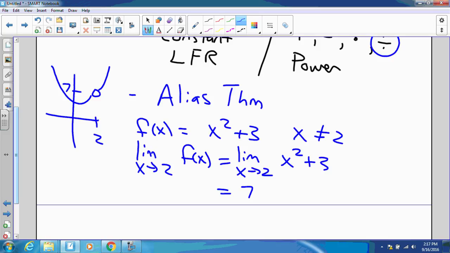Here's f, here is g. f equals g, except at x equals 2. So I can replace f with g and evaluate the limit of g, which is guaranteed to be equal to the limit of f.